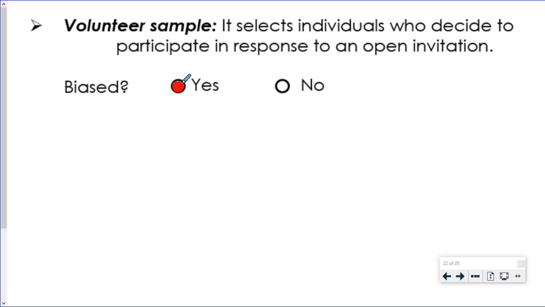What you're going to get is extremes. You're going to get people that are extremely supportive of whatever that issue is, or people that are way on the other side. You're not going to get anybody that's in the middle. So, volunteer sampling is not a really good way to collect data. It really produces biased results.